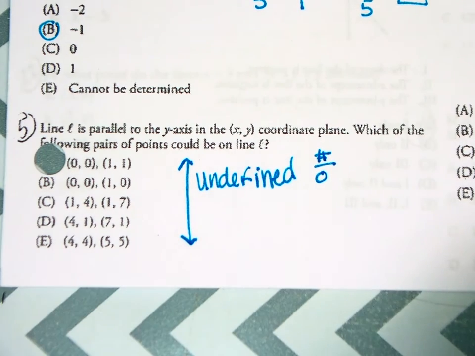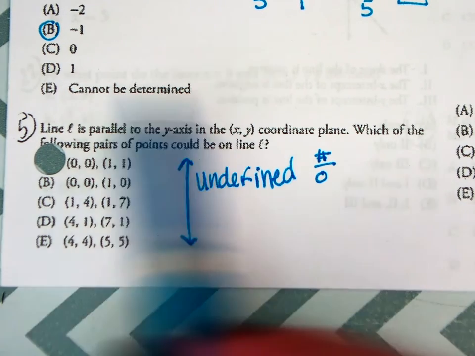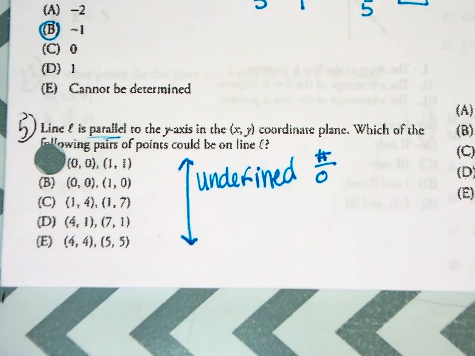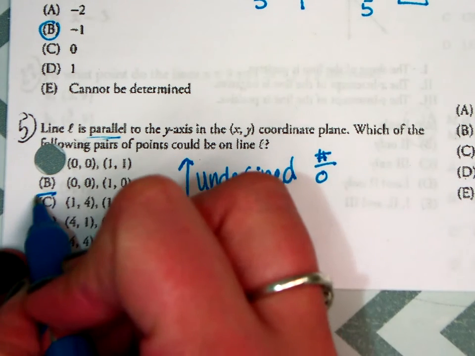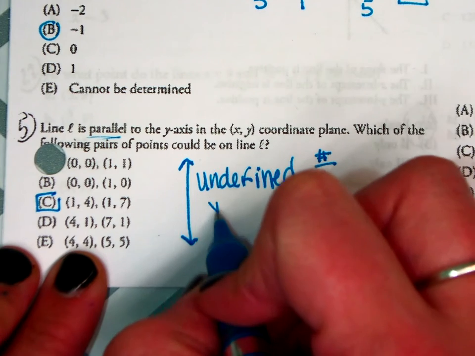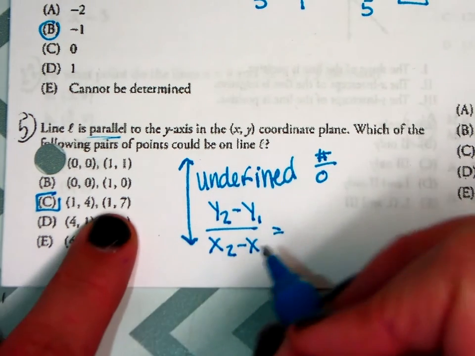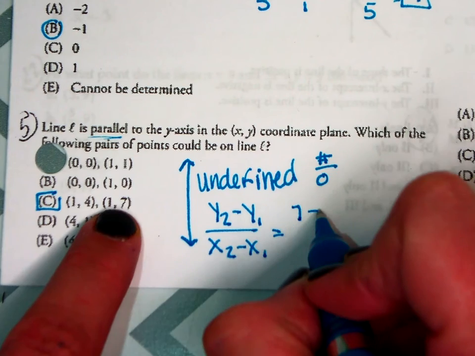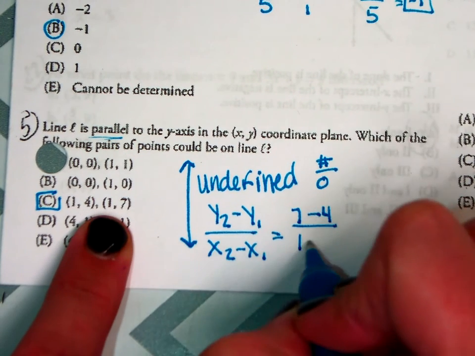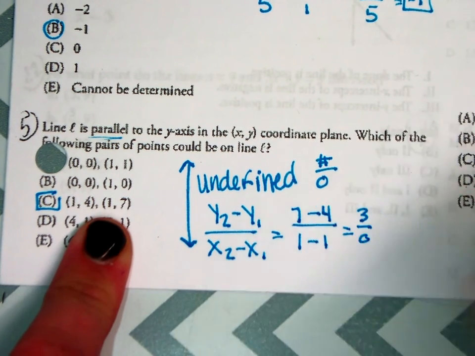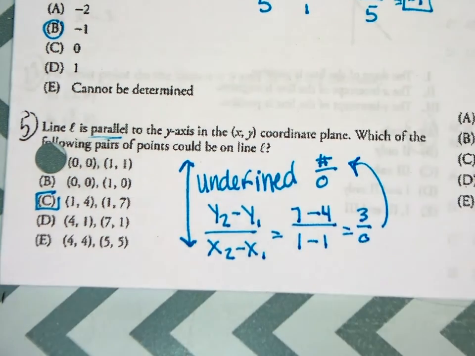So what we're looking for here, since we want a line parallel, is a slope where 0 is in the denominator of the fraction. Looking at the answer choices, the correct answer is C, and the reason is, remember, slope is y2 minus y1 over x2 minus x1. So I'm going to make this y2, so 7 minus 4 over 1 minus 1 gives me 3 over 0, which matches this slope. So that's how we know that it is parallel, because it is also undefined.